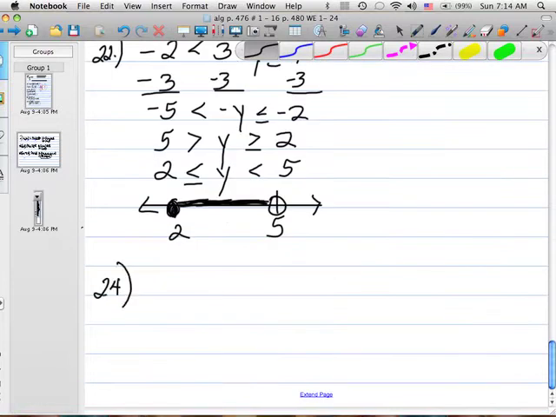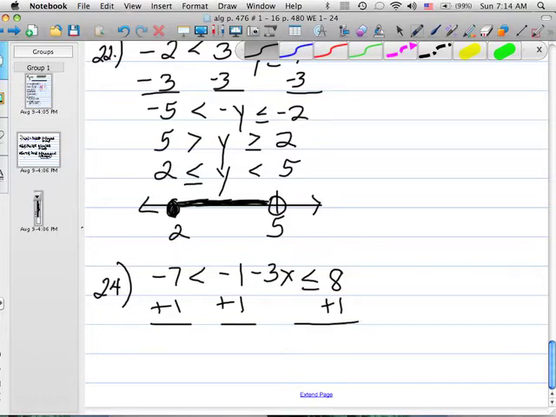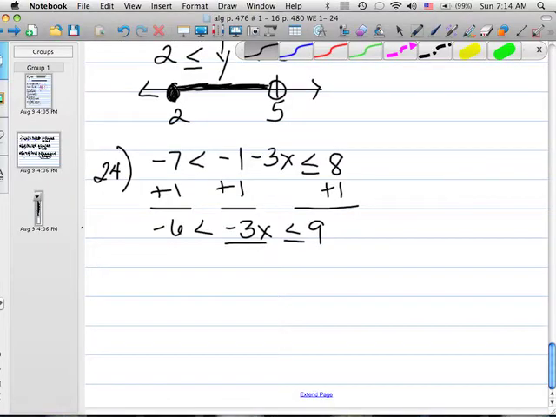And problem number 24. We have negative 7 is less than negative 1 minus negative 3x is less than or equal to 8. So we've got to get x in the middle. First add 1 to all 3 parts. And we get negative 6 is less than negative 3x is less than or equal to 9. Now we have to get x by itself, so we have to divide by -3, which is going to turn the inequalities. We'll do that in the next line. So this is +2. This becomes greater than x, as the 3's go out, greater than or equal to -3.